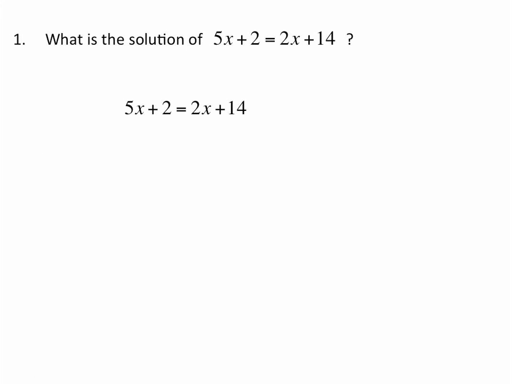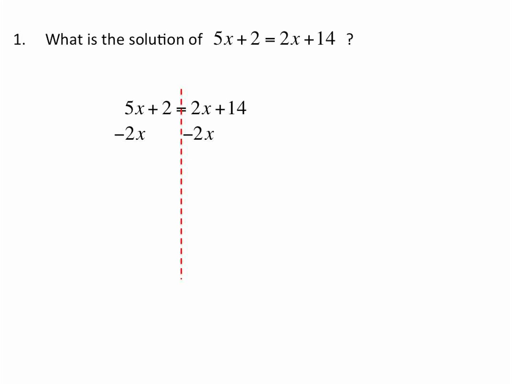So we got a bunch of examples here. Here we go. Pretty basic problem: 5x plus 2 equals 2x plus 14. I got to collect all the x's on one side and all the numbers on the other. Doesn't matter which side, as long as you get all your x's on one side and numbers on the other. I always try to move my x's first. You'll see why later on.